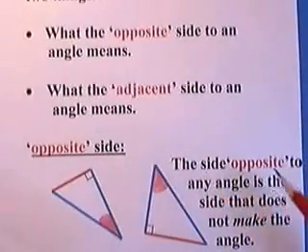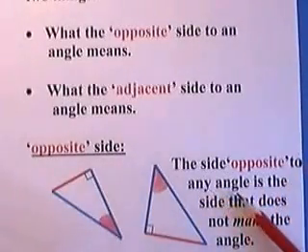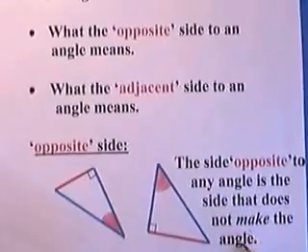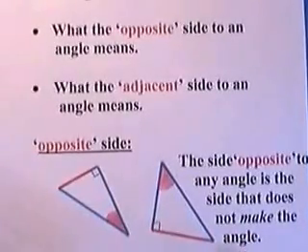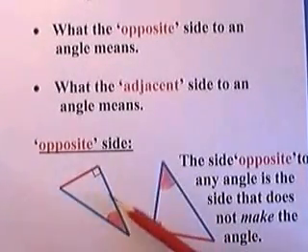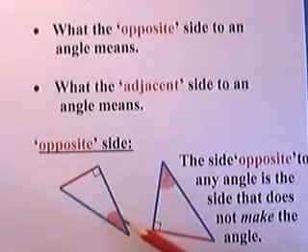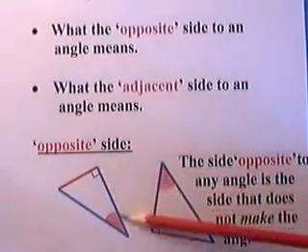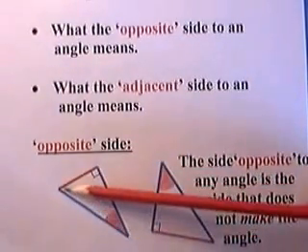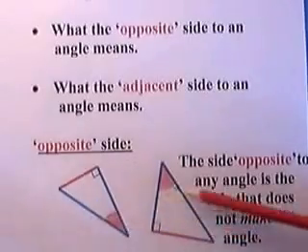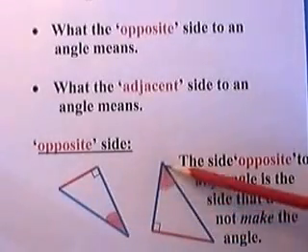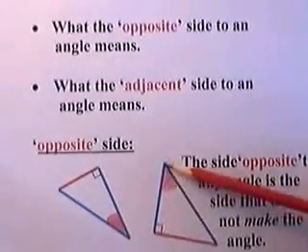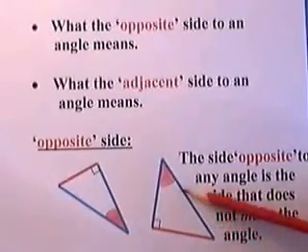Well, the opposite side to any angle is the side that does not make the angle. Well, let me explain what that means by reference to these 2 diagrams. Here I have shaded in this red angle. This red angle is made by that side and that side. Okay, here this red angle is made by that side and that side.